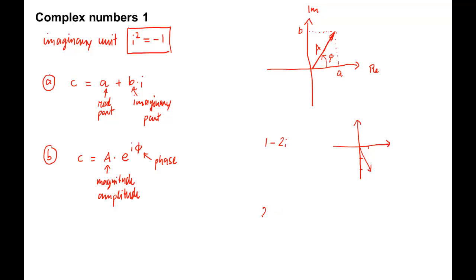Alternatively, if we are given 2 times e to the i times pi over 4, this means that the magnitude of the number is 2, so we first draw a circle of radius 2, and then the angle, the phase angle, is pi over 4, which is 45 degrees, so the vector essentially points this way. Based on this visual representation, we can write down the conversion between the two representations of a complex number.